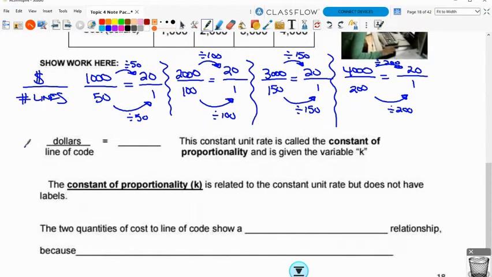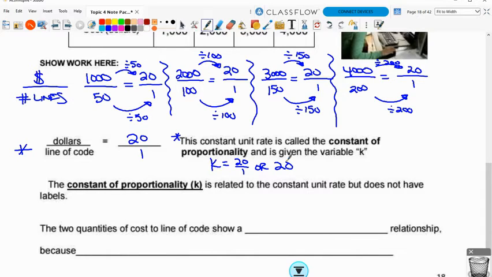Looking right here, we set this up as dollars over lines of code. And each time we got a value of 20 over 1. Put a star right here. This constant unit rate that we got, that 20 over 1, is called your constant of proportionality. We use a variable to represent the constant of proportionality. We use the variable k. In this example, k is equal to 20 over 1 or 20. Either one of those would be an appropriate way to write the value of k.